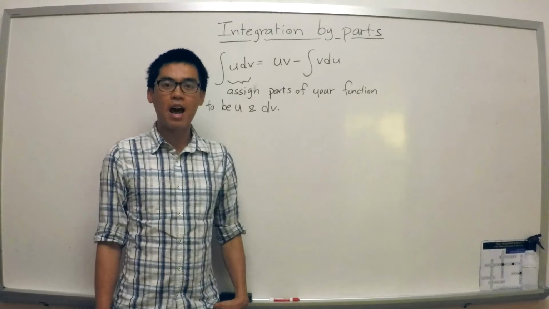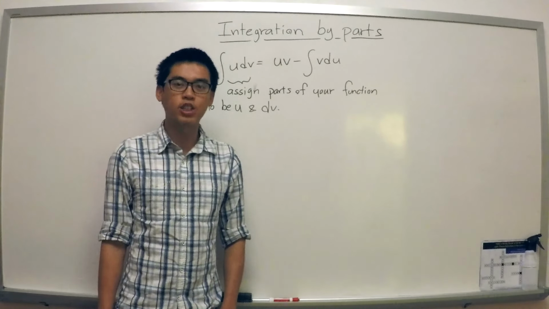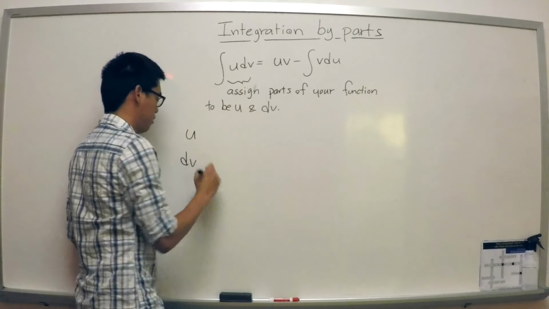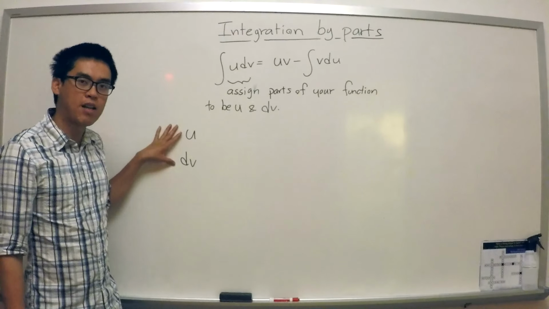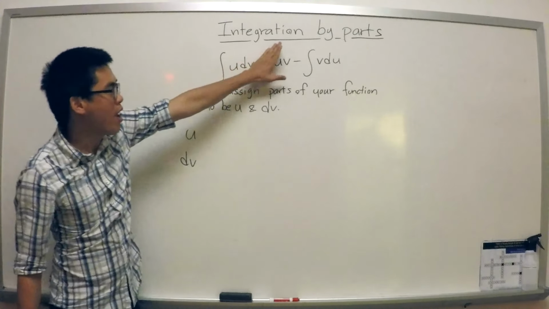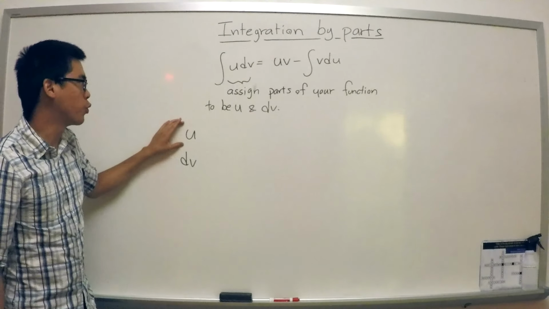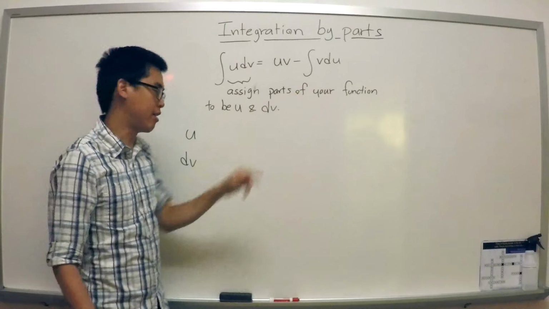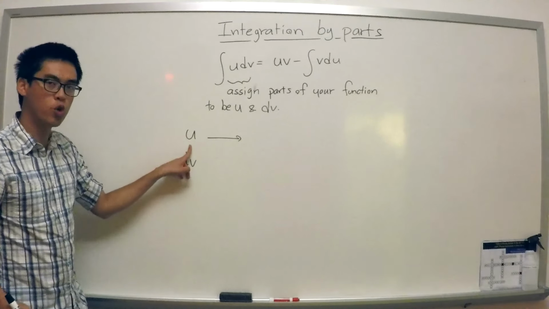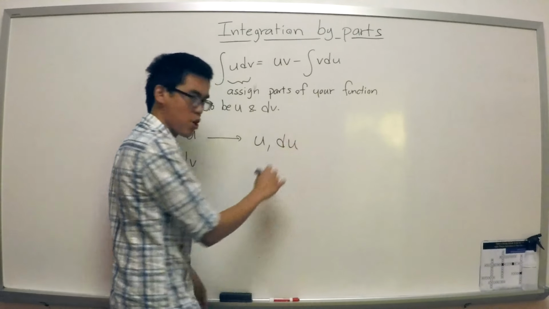In order to understand how to select which part of your function is u and dv, let's understand the nature of the formula of integration by parts. The left hand side of the formula is what you have, and the right hand side you can think of as what you want. You have u, and you want u and du at the end. So during the process of integration by parts, u will be transformed into u and du.